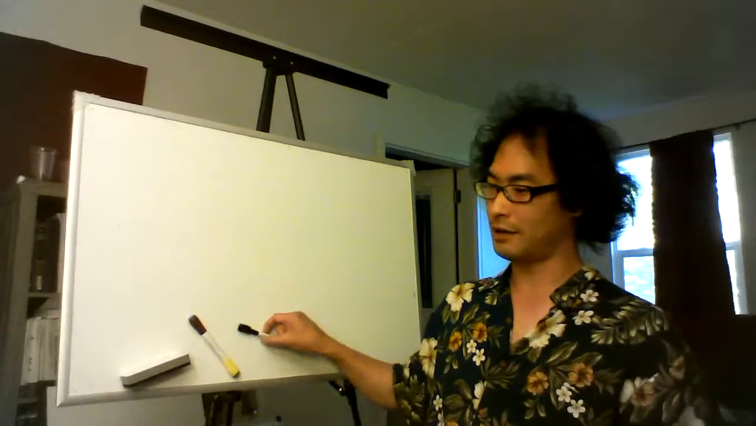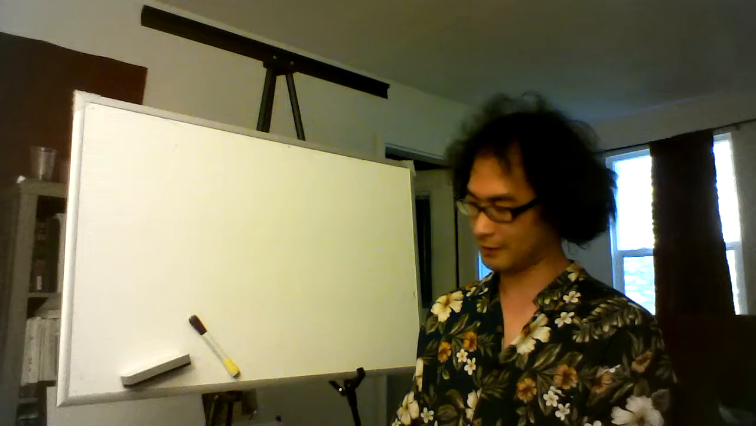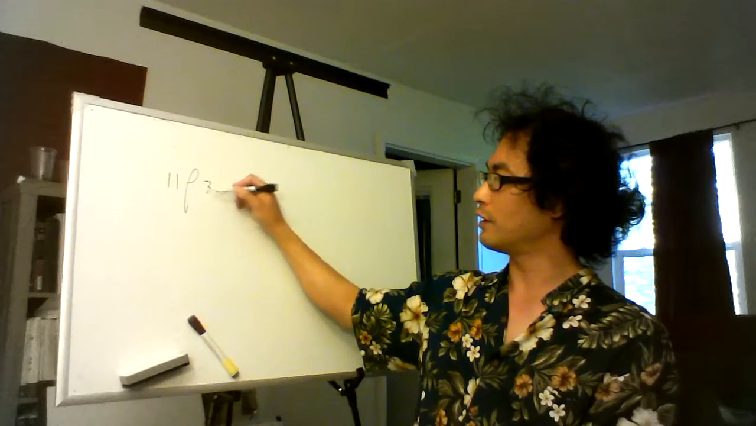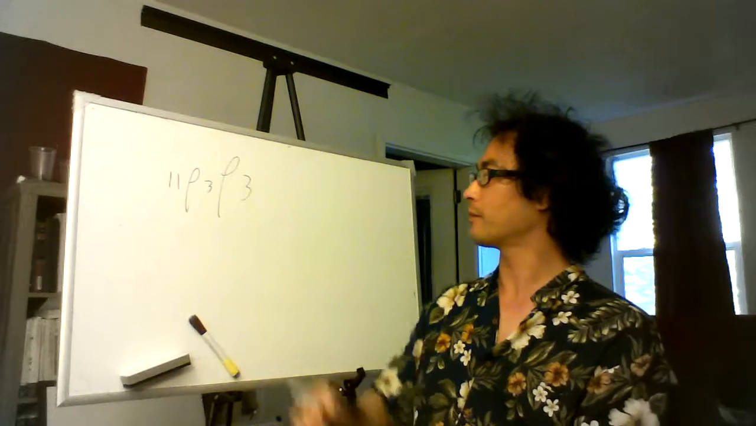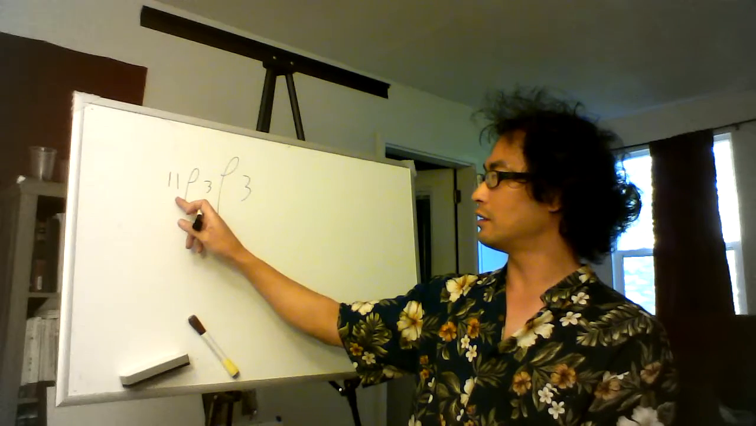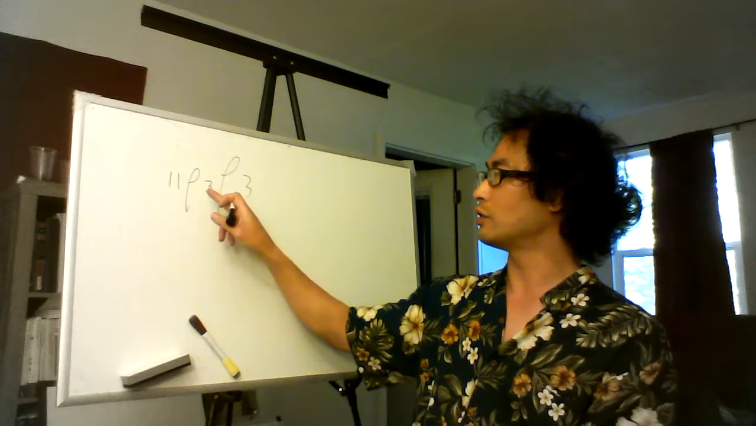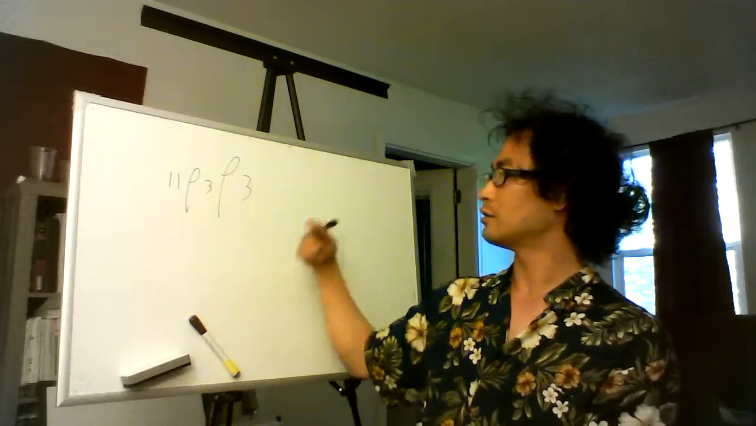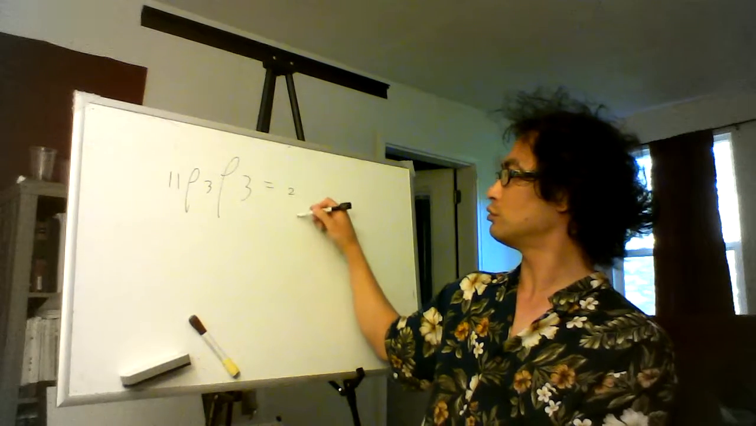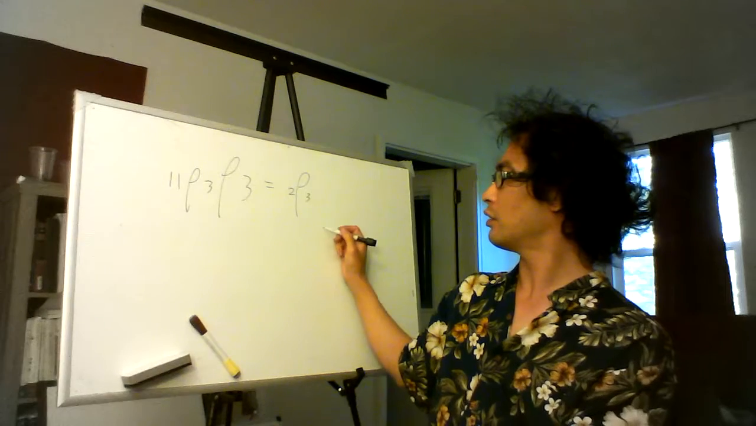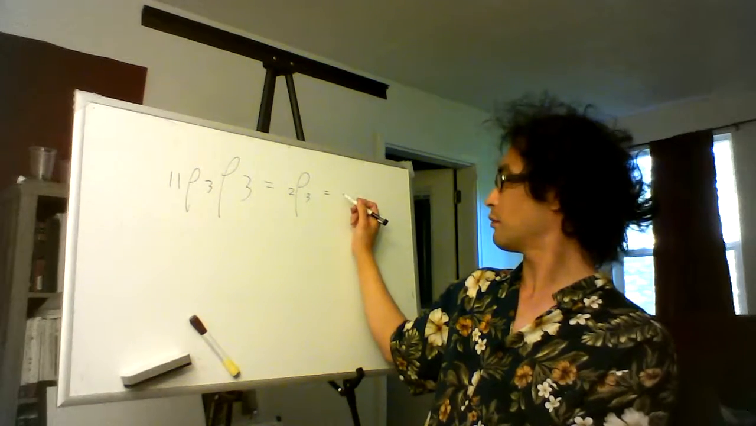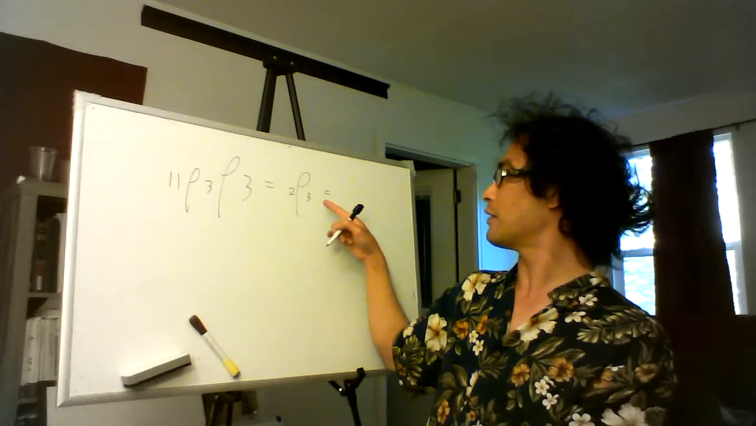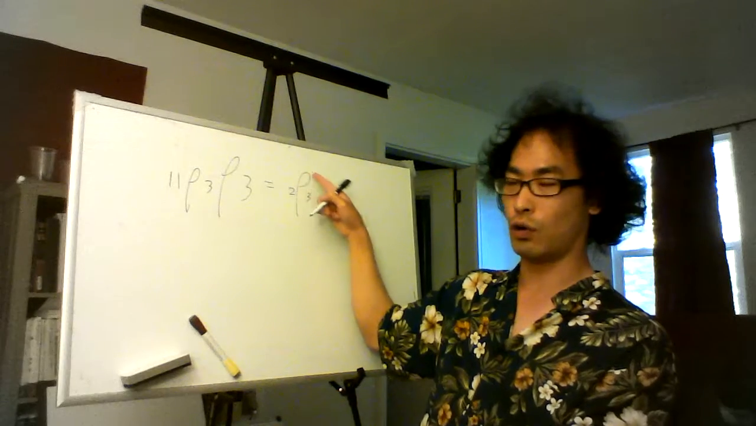Let's say 11 rho 3. 11 divided by 3, what's the remainder? R, remainder. 9, subtract, so 2. So 2 rho 3. Which is equal to 2. 2 divided by 3, what's the remainder? It's 2.